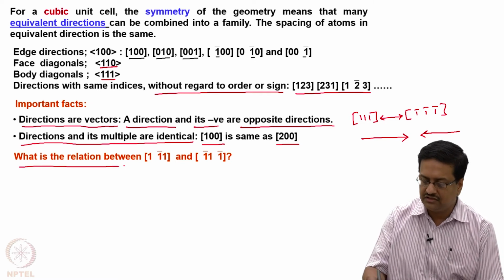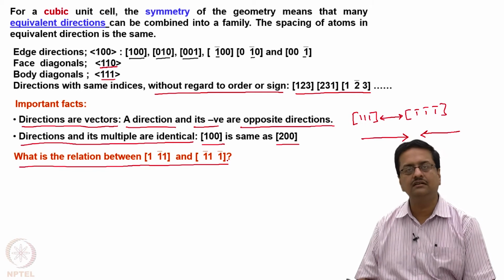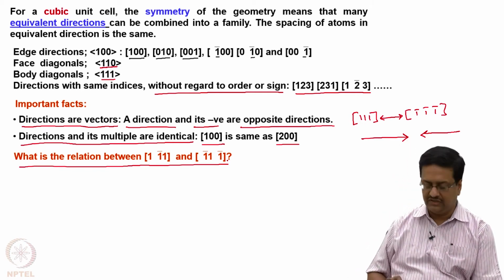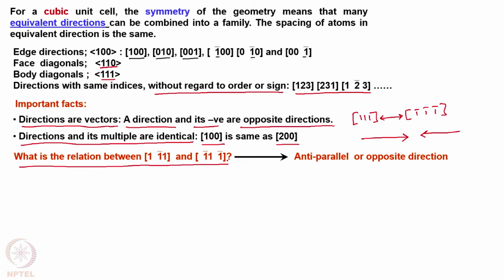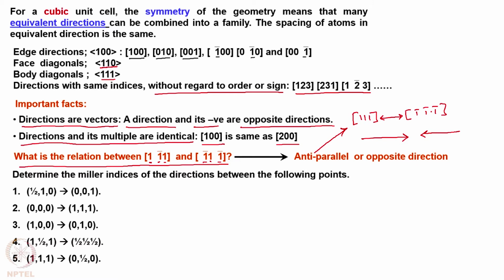So, what is the relation between these two directions, 1 1 bar 1 and 1 bar 1 1 bar? The answer is antiparallel or opposite directions, because here the one which was plus is now minus, the one which was minus is now plus, and the one again which was plus is now minus. So, in the same manner as we saw 1 1 1 and 1 bar 1 bar 1 bar are opposite directions, it applies for other combinations also. I would like you to practice at home: determine the Miller indices for the direction between the following points. There are 5 such examples I would like you to do yourself.